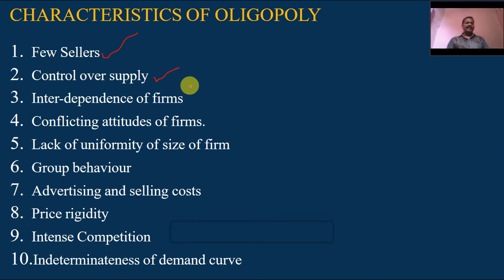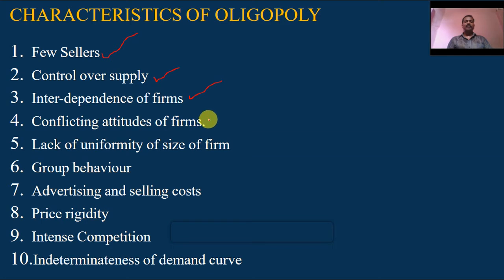And now interdependence. Another important feature is the interdependence of the few sellers. Since they are few sellers, their price and output are interdependent, depending upon other firms' prices, not on the individual.